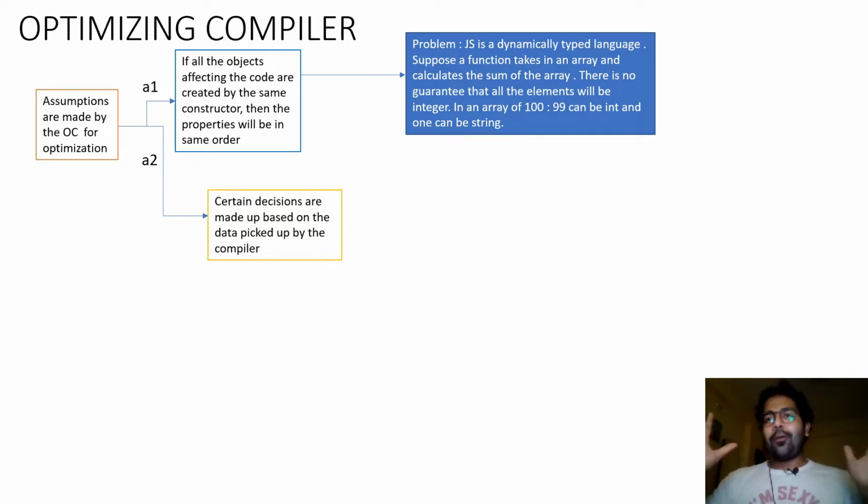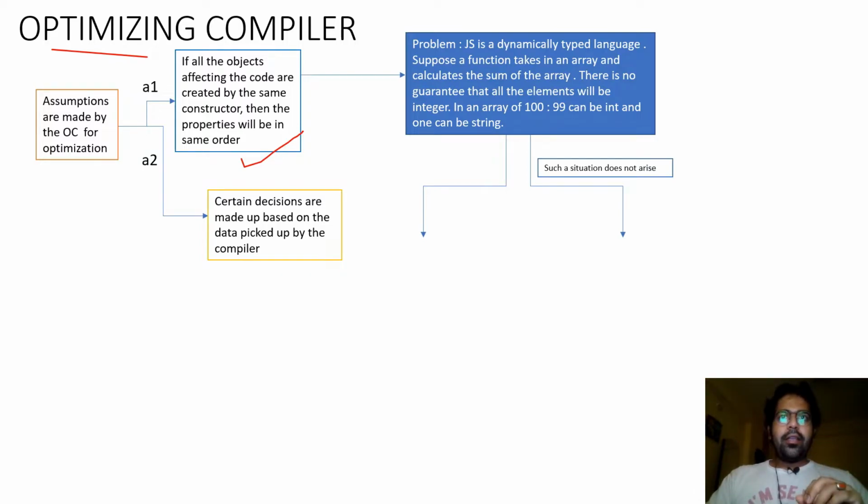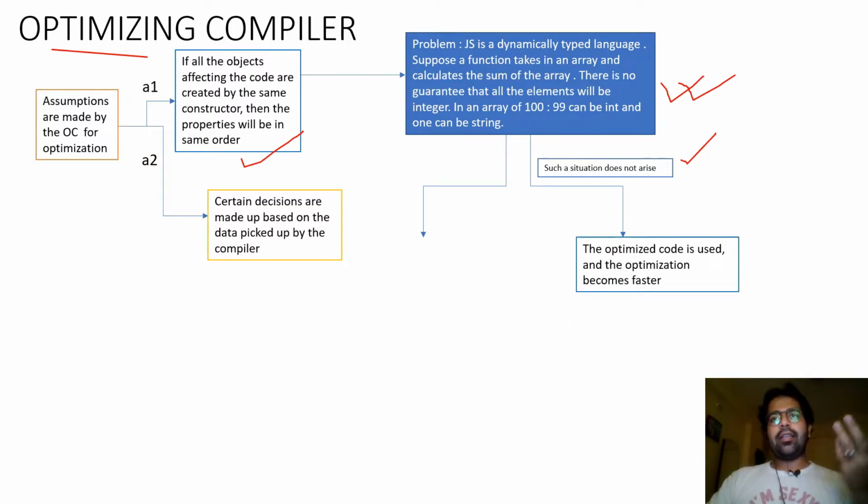This is where the optimization goes for a toss. Two things can happen. Either this can happen or this cannot happen, right? So if the situation does not arise, based on this, the optimizing compiler has made some optimizing strategies, correct? This is a use case. There can be two things that can happen. First, this kind of situation does not arise. So what happens? It uses this optimization, and with the optimization, the code becomes faster.